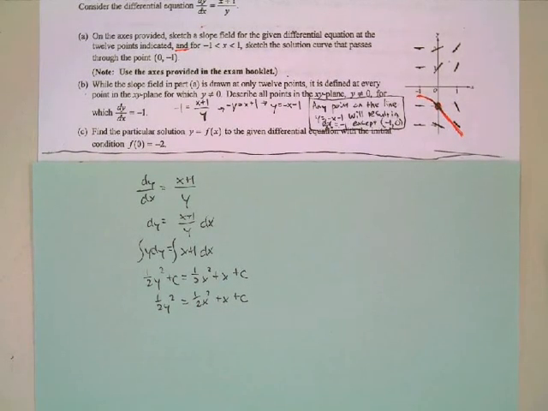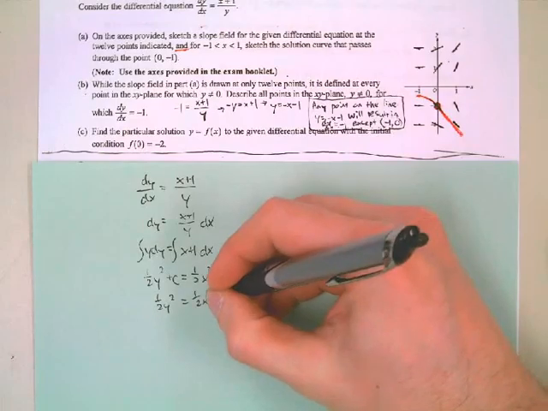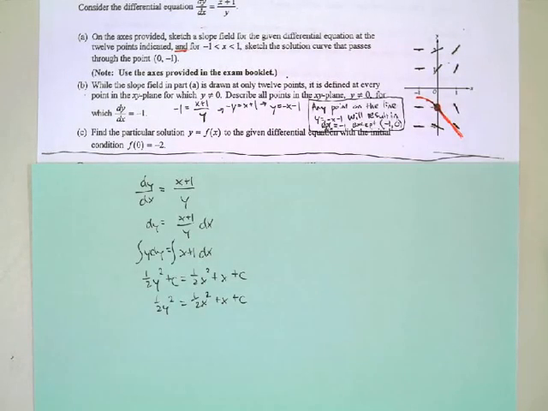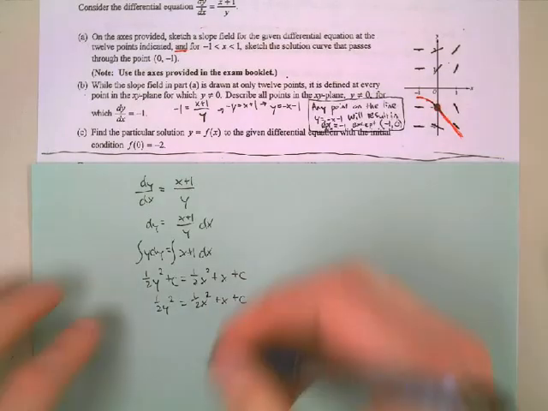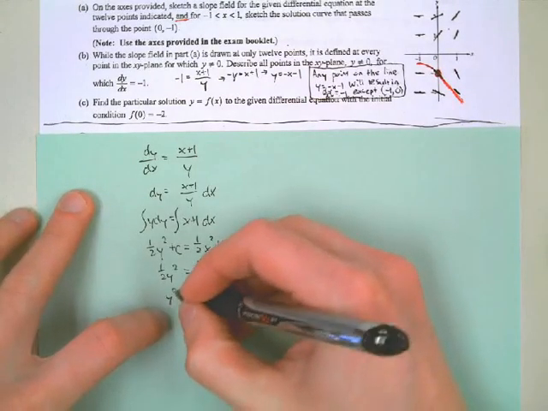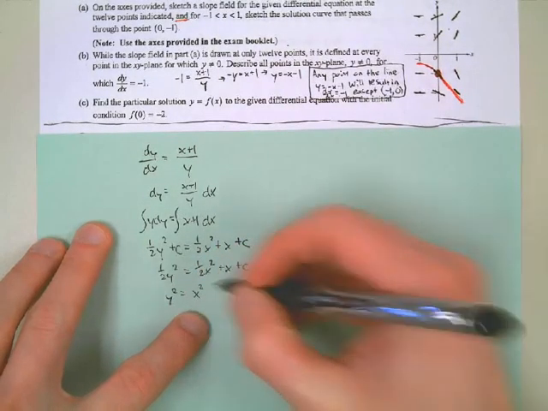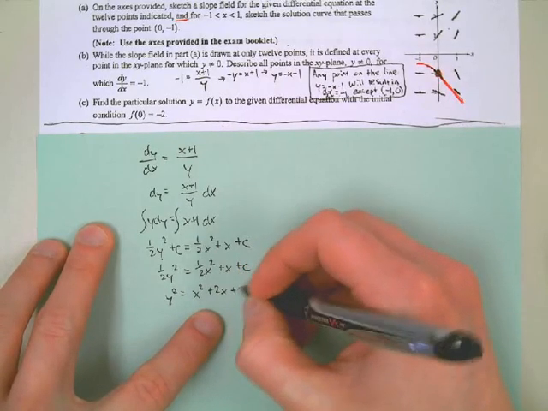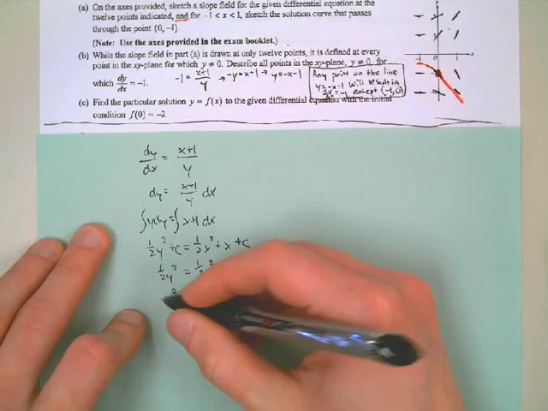Yeah, so we could isolate the y at this point. So let's go ahead and get the y isolated. We get y squared equals, let's see, it can become x squared plus 2x plus c. And then we'll square root both sides, right? So y equals plus or minus the square root of x squared plus 2x plus c.